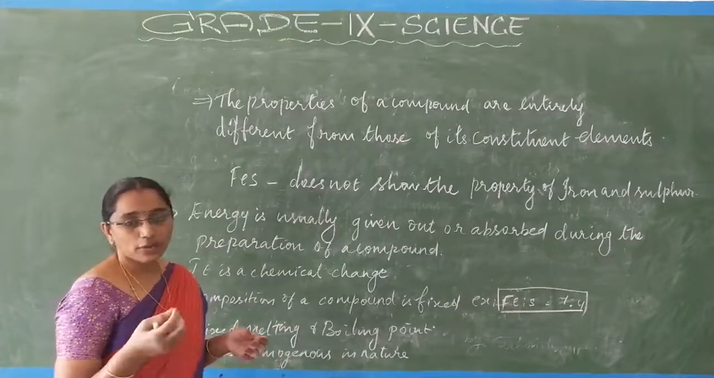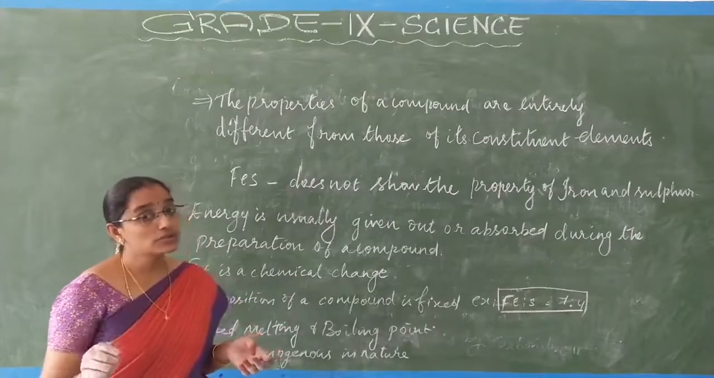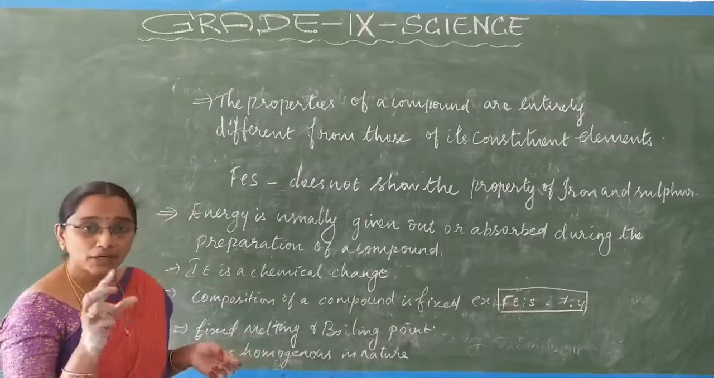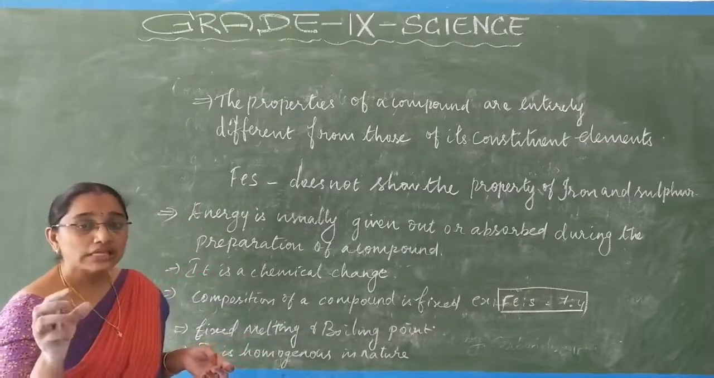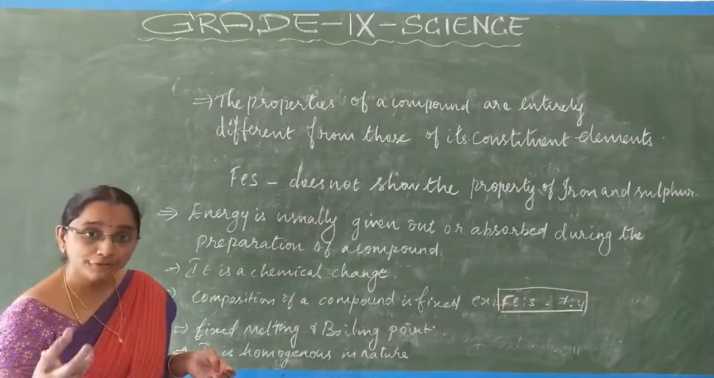I cannot use a magnet to separate out the iron, and I cannot use carbon disulfide to separate out the sulfur. It is completely homogeneous in nature. So its nature is entirely different when the compound is formed.